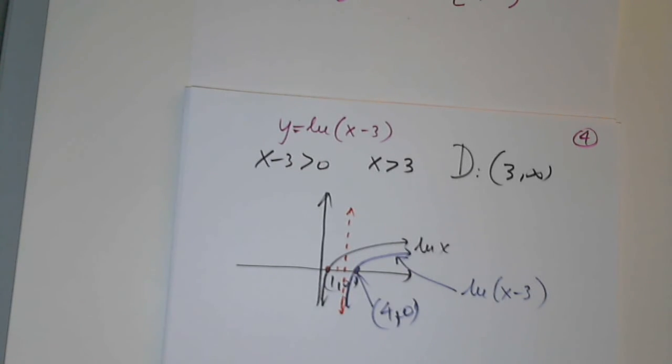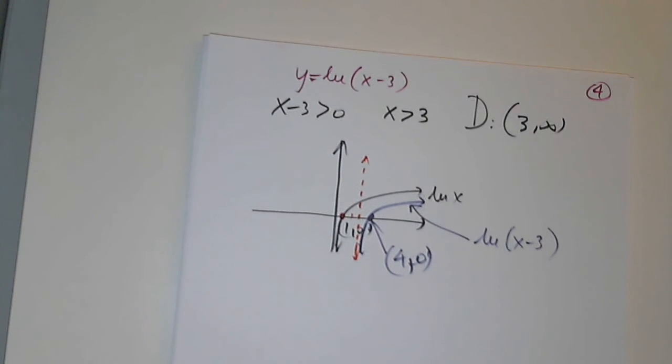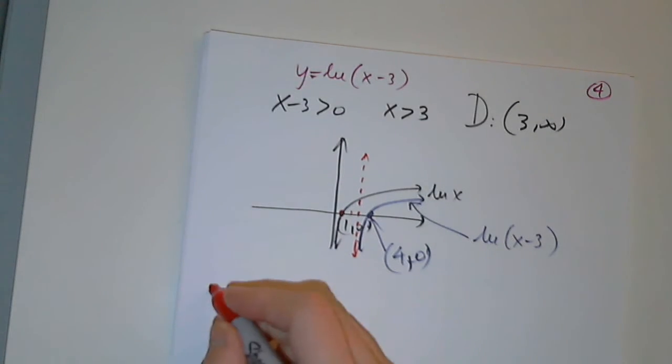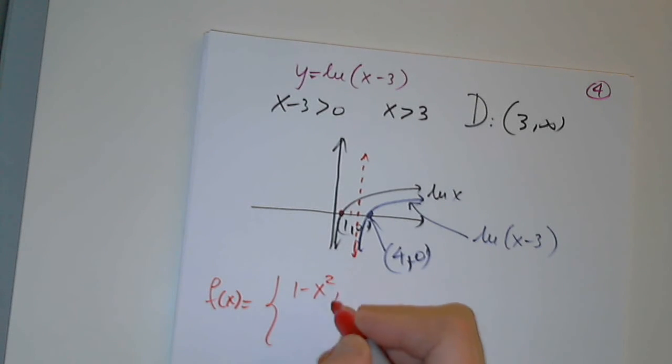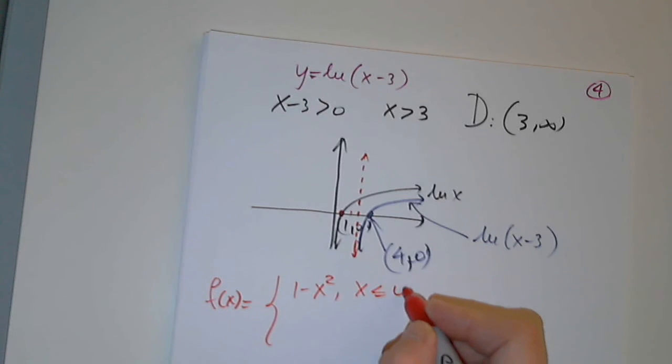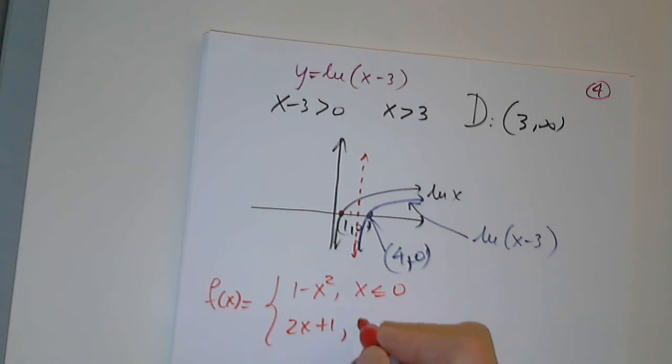Okay, moving on to, stop me if you have questions, of course, anytime. Now, piecewise defined functions are a major topic here. The other functions as well, but a piecewise defined function, so I'm going to copy f of x equals 1 minus x squared for x less than or equal to 0, and 2x plus 1 for x greater than 0.